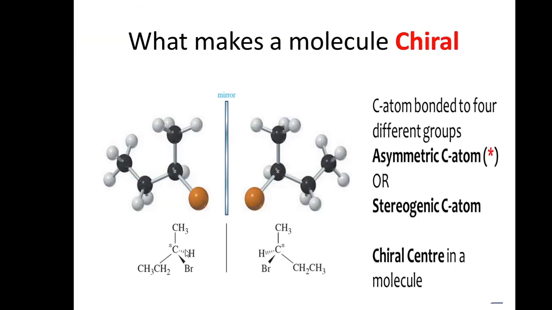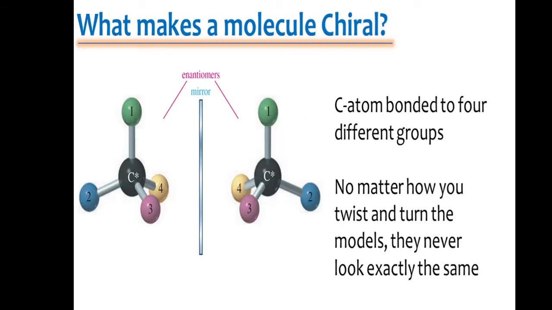So if a molecule contains an asymmetric carbon atom, then that molecule should be chiral or an optically active molecule. If a carbon is connected to 4 different atoms, no matter how you twist and turn the model, they never look exactly the same. They are always different. So if a molecule possesses an asymmetric carbon, then that molecule becomes chiral in nature.